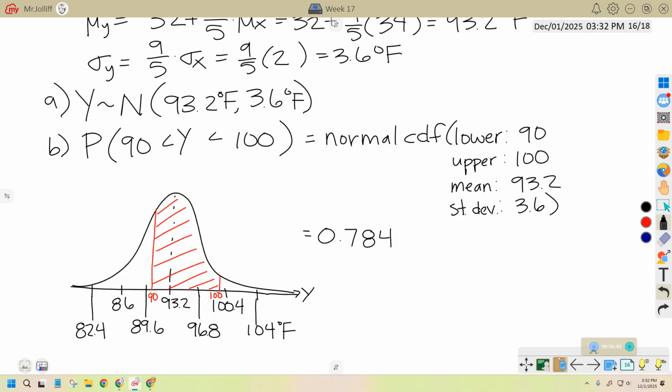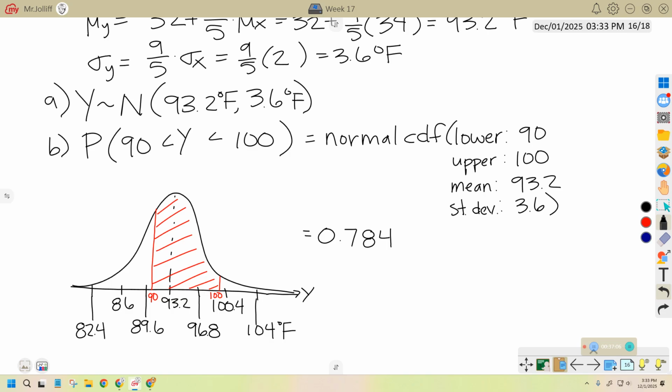Good. If this were the FRQ, what else would I need to do? A sentence. Very good. The probability that the water temperature will be between 90 and 100 on baby safe mode is 0.784.